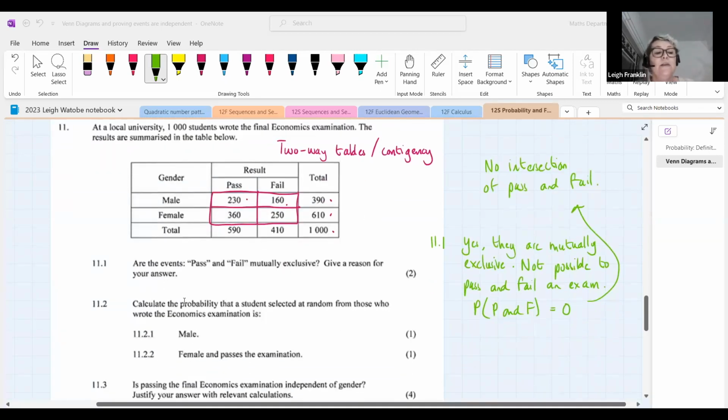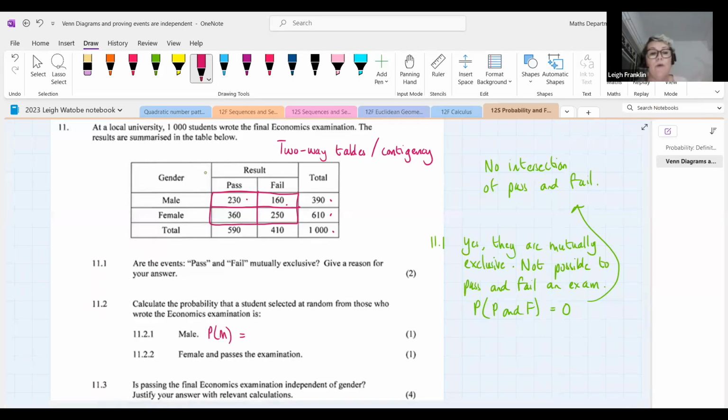Let's have a look at what they do ask us. The first thing they say is calculate the probability that a student selected at random from those who wrote the economics examination is male. So what do you think, Matrix? The probability that the person selected at random is a male, what would we write? What's that probability? iPhone 2, you were quick off the mark there. 390 over 1,000.